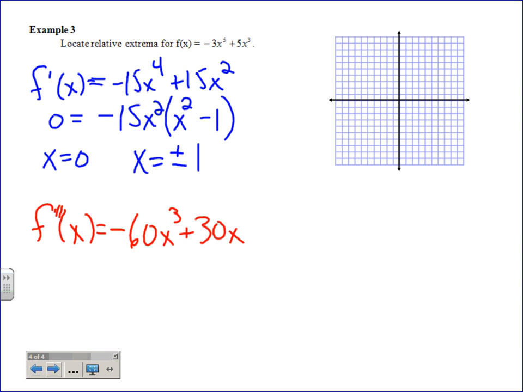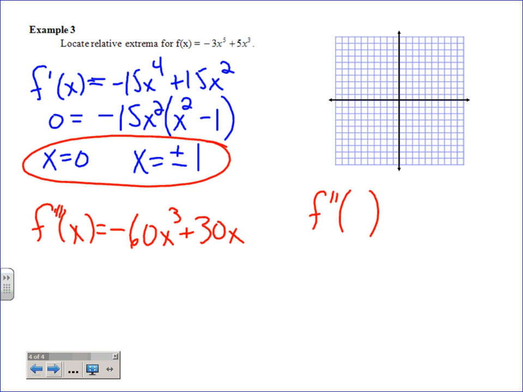What I really wanted you to use, and sorry for being gone, is this: let's put all of these values into the second derivative and find out what happens. We haven't done that yet. It's going to tell me whether it's concave up or down at that particular extrema. So let's put in 1, let's put in negative 1, and let's put in 0.